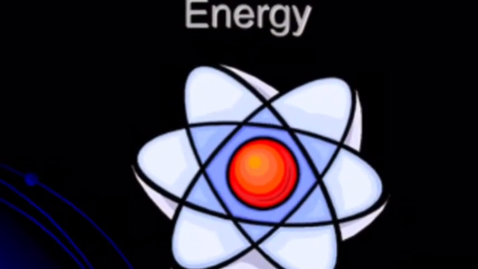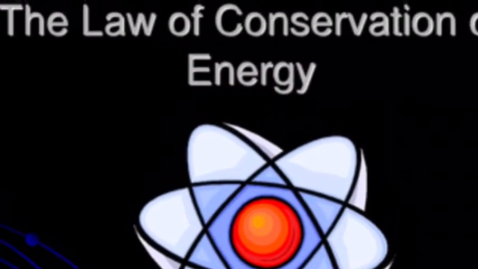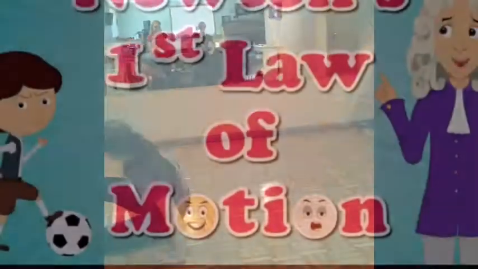The law of conservation of energy states that the total energy of an isolated system remains constant. The dancer turns kinetic energy into potential energy.